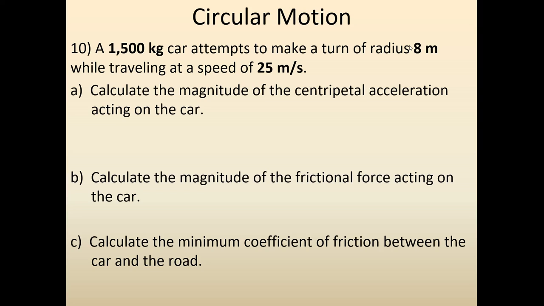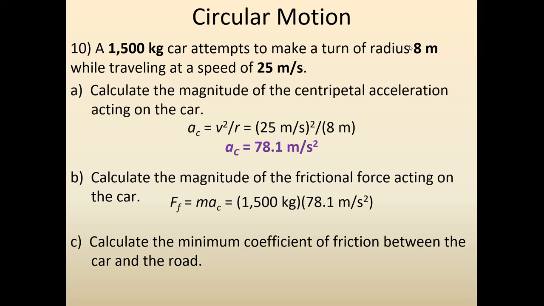Pause the video, work it yourself, and we'll go over it in a second. All right. So here they want us to determine the centripetal acceleration on the car. What I can do is plug it into my general equation, and I end up getting that the centripetal acceleration is about 78.1 meters per second squared. Just like in the last setup, for finding the frictional force, again, the frictional force is my centripetal force. There's really no way for me to use mu Fn, so I'd have to go this route. Take that acceleration, multiply it by the 1500, and end up getting that the frictional force is pretty much 1.17 times 10 to the 5th newtons, so a very large number.